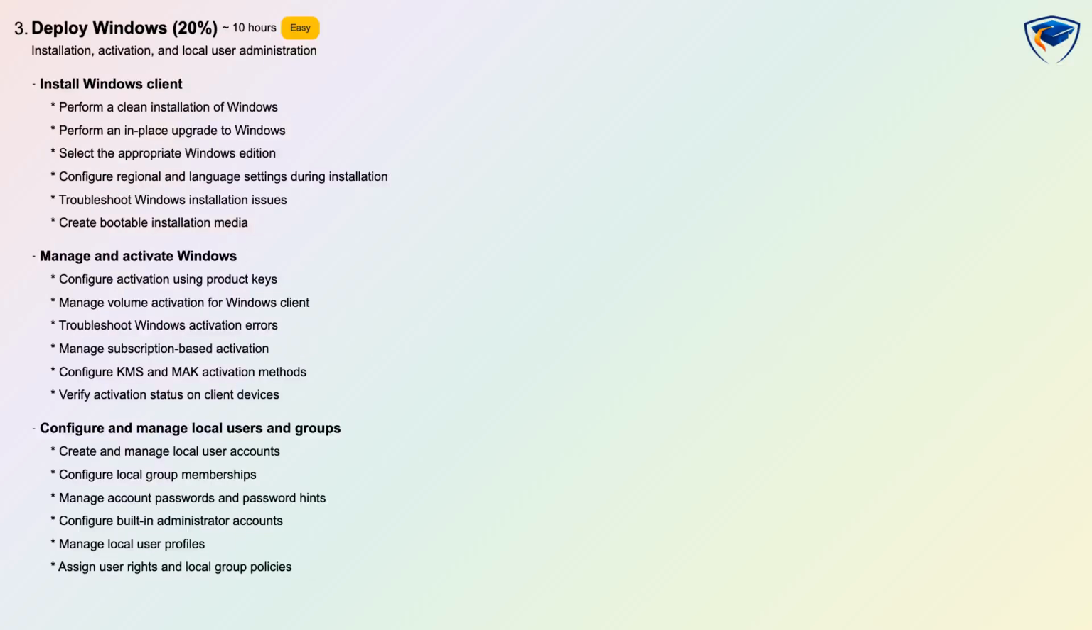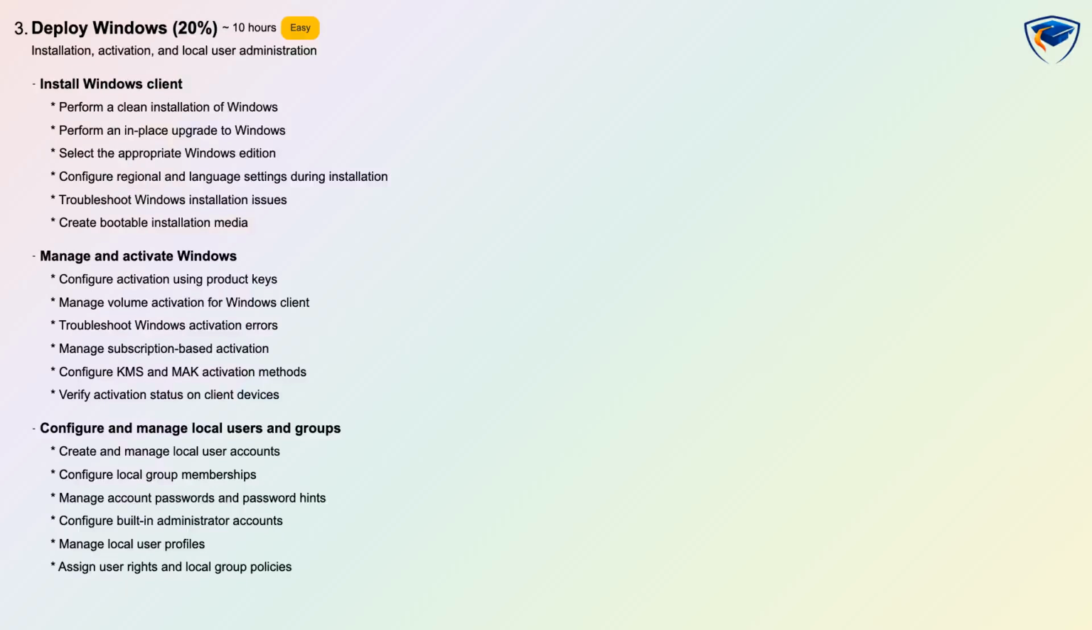Deploy Windows is 20% of the exam, rated easy with about 10 hours of study, and is assessed with hands-on and conceptual tasks. You will practice installing Windows including clean installations, in-place upgrades, selecting appropriate editions, configuring regional and language settings, creating bootable installation media, and troubleshooting installation issues.